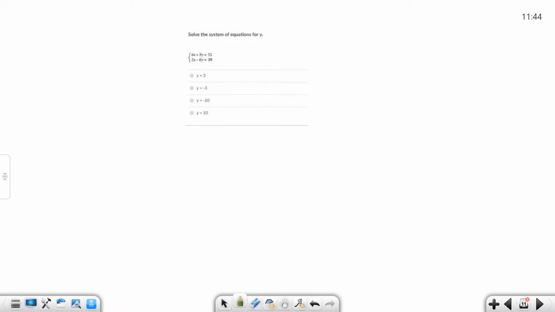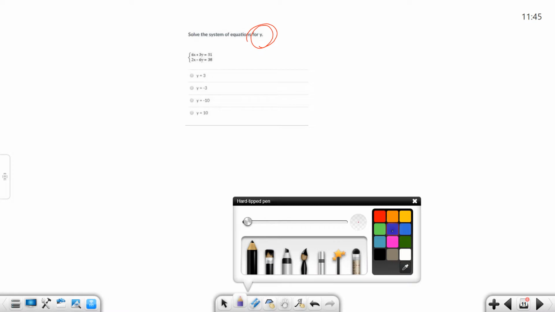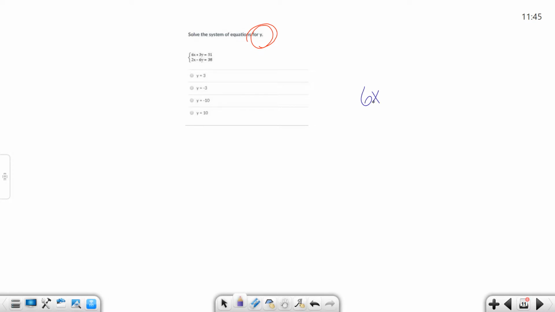Systems. What I want you to notice first about systems is the problem specifically asks for a letter. Make sure when you work this one you are giving me the answer for y. The problems are 6x plus 3y equals 51, 2x minus 6y equals 38.